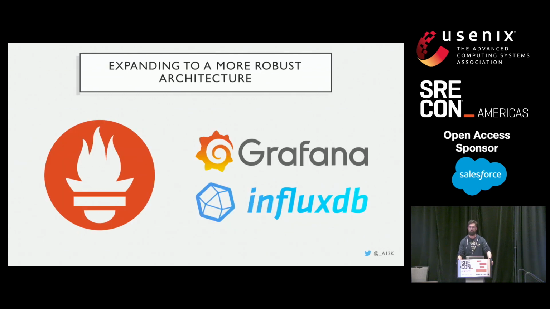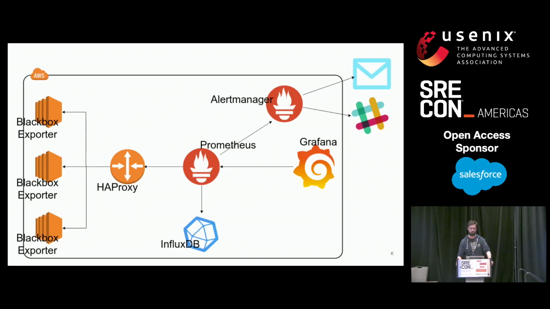So we expanded to a more robust architecture, using things like Prometheus, Grafana for dashboarding, and InfluxDB for keeping long-term analytics of what we were pulling down. So the initial architecture looks something like this. Prometheus making all the calls and kind of acting as a control plane.